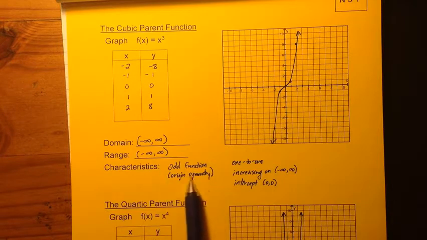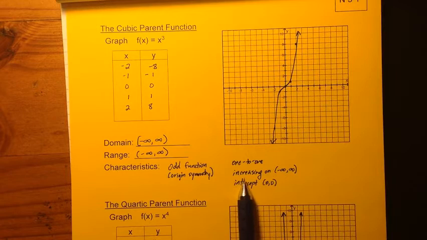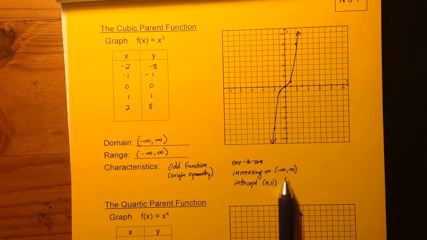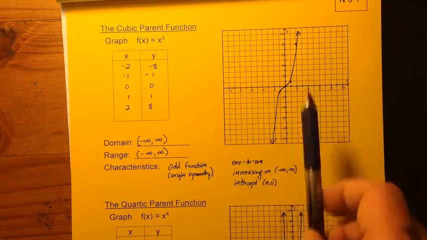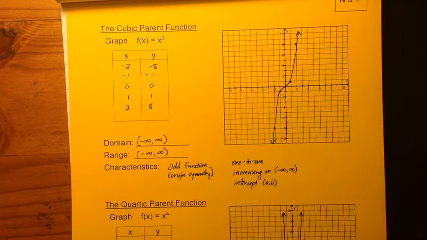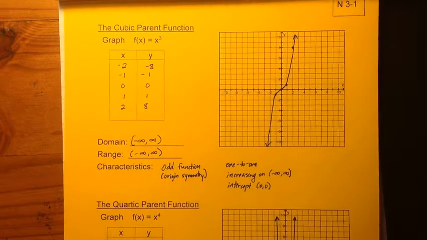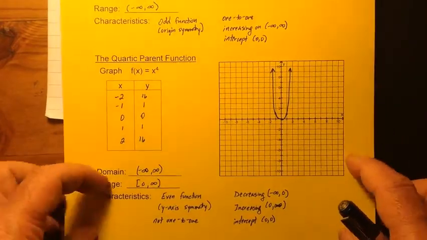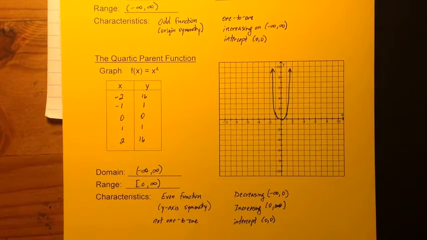Characteristics. It is an odd function, meaning it has origin symmetry. It is 1 to 1. And it increases on its entire length, right? From negative infinity to positive infinity, it's always increasing, and it has an x and y intercept at 0, 0. Okay? X to the fourth. The reason we're looking at cubics and quartics here is that we're going to be using these for transformations on the homework and on the back side of this last page as well. We're going to have some examples of cubics and quartics and transformations.